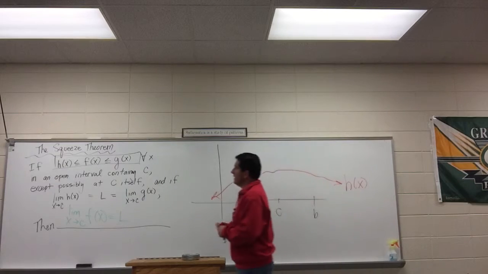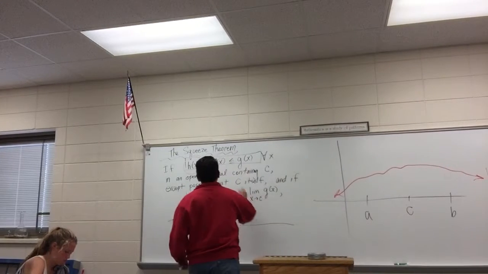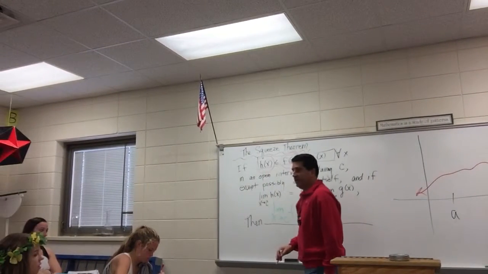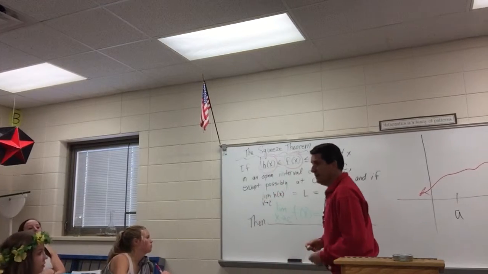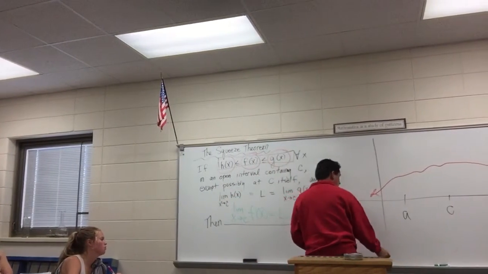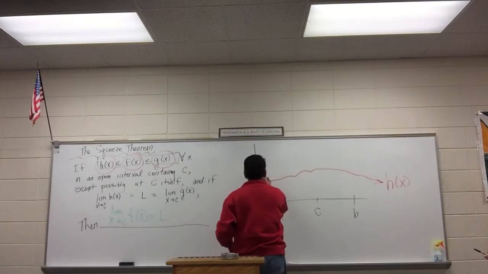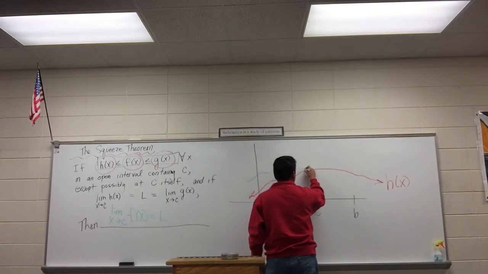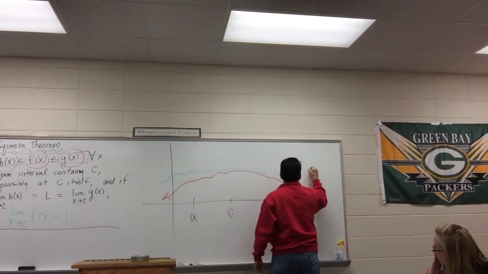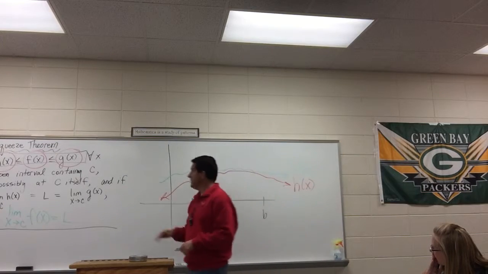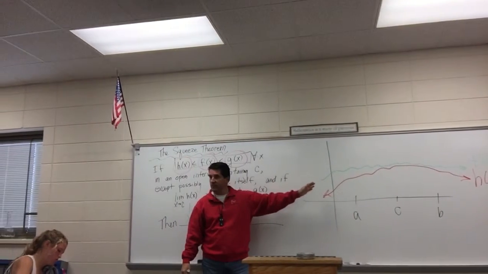And every y value for h is less than every y value for f, which is less than every y value for g. So you can say f of x can do anything it wants to here. So this is then f of x. Here h of x is less than f of x. That's what we mean by that.